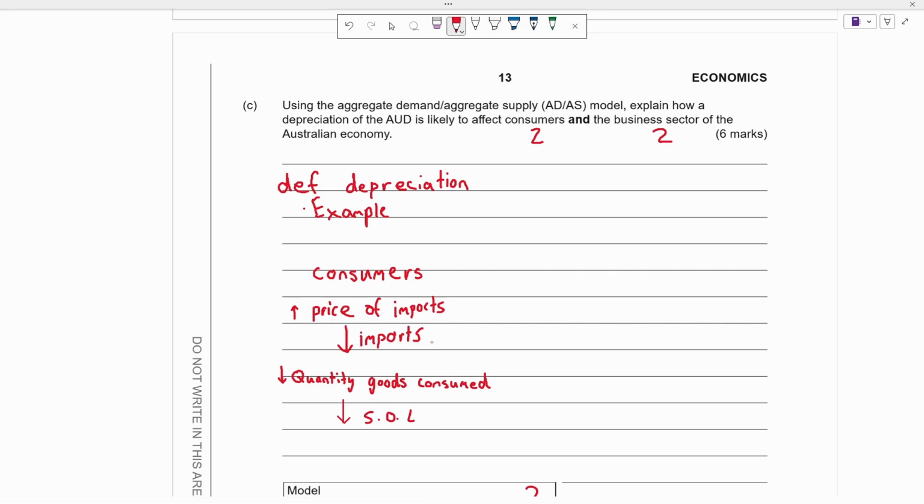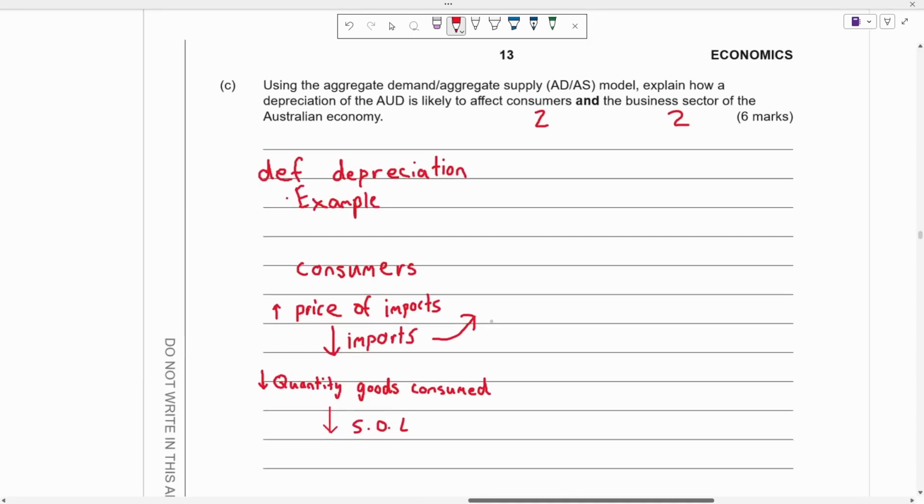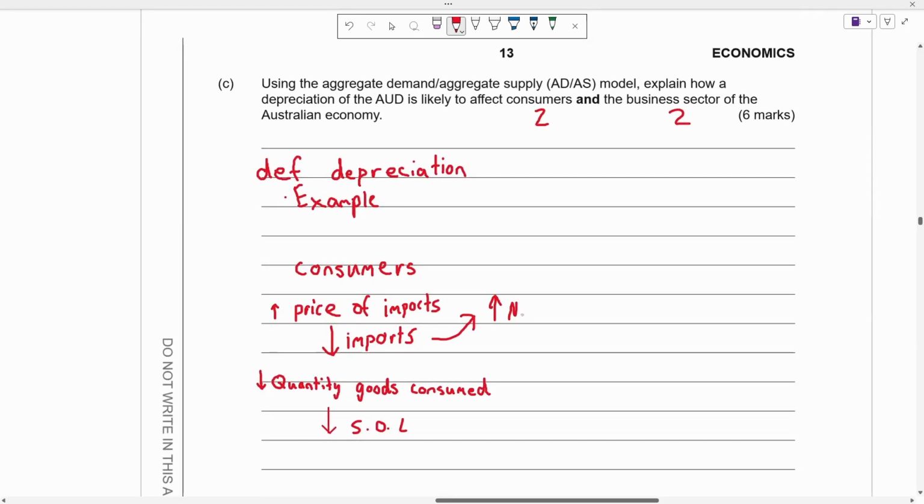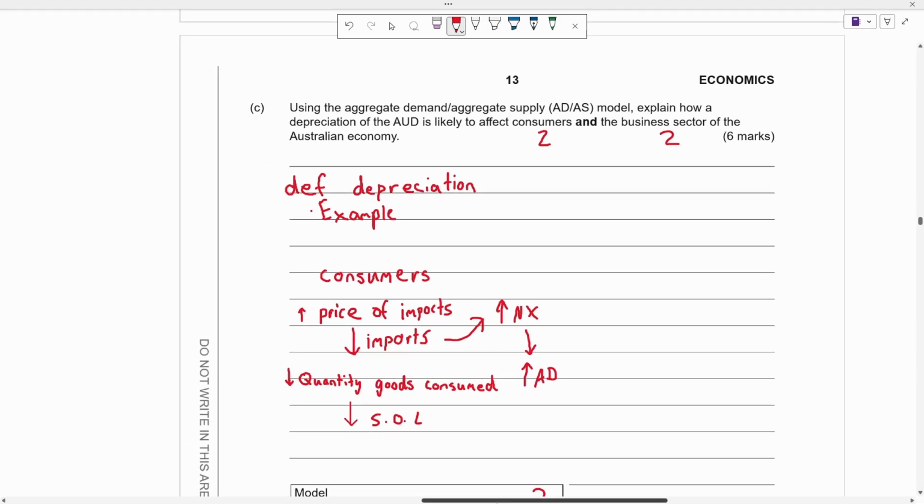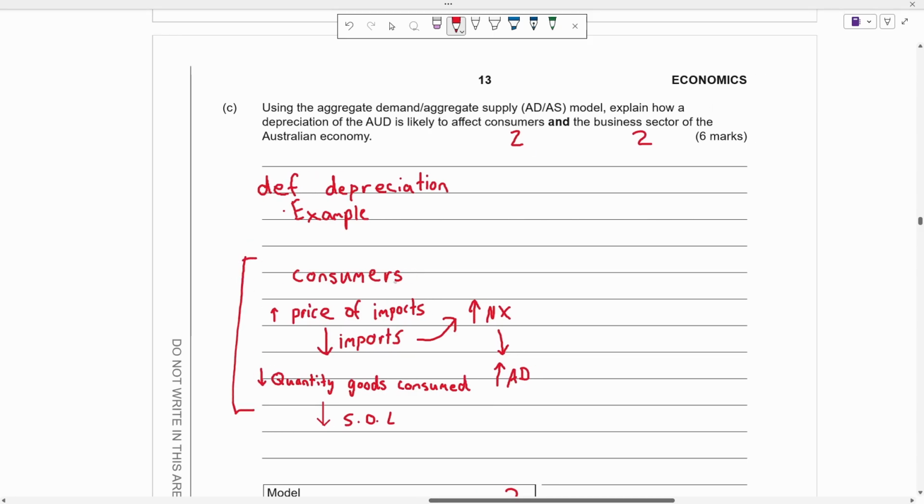Now, after you talk about the decrease in imports, you could also talk about how this would increase net exports, which then would increase aggregate demand. So when using the model within our explanation here, this is really what you have to include for the consumer side. Remember, it's only 2 marks. Now let's get on to the business sector.